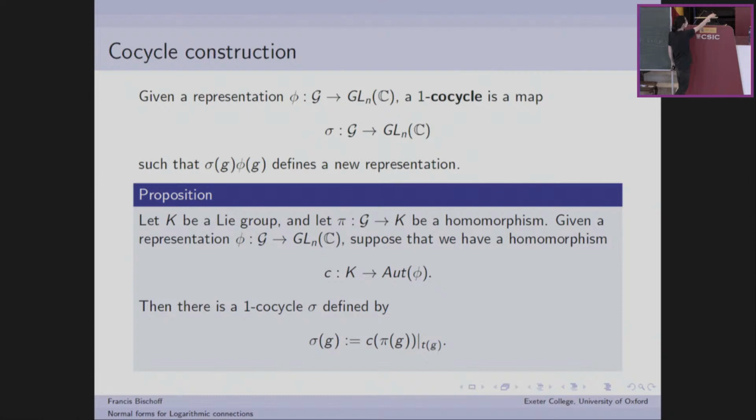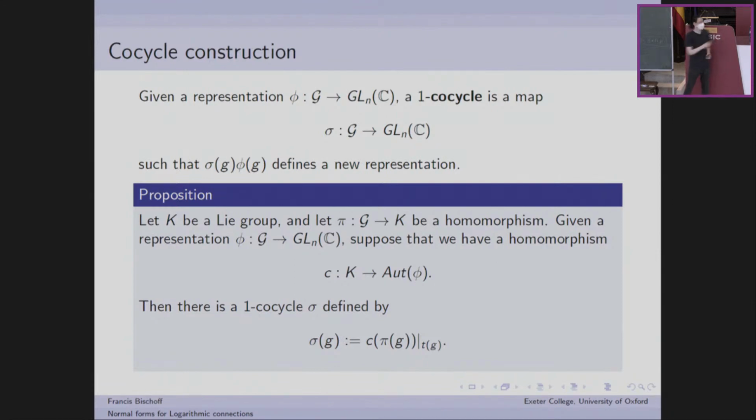So let K be a Lie group. Let pi be a homomorphism from our given groupoid to K. And then given a representation, suppose that we have a homomorphism from our group to the group of automorphisms of the representation. Then this formula defines a cocycle. We just take an element of G, we map it with pi to K, we map it with C to automorphisms, and then we evaluate it at the target of G. You can check, it's just a simple calculation, this thing defines a one cocycle. So I want to basically get this setup in our situation.